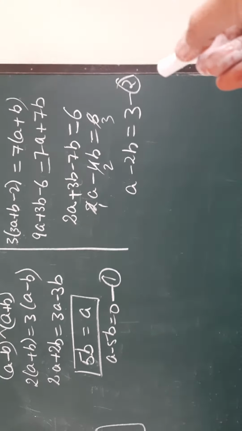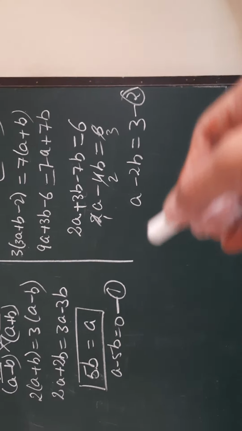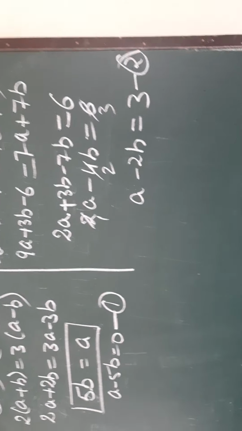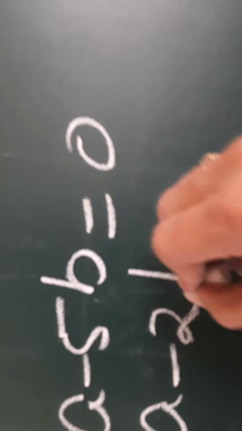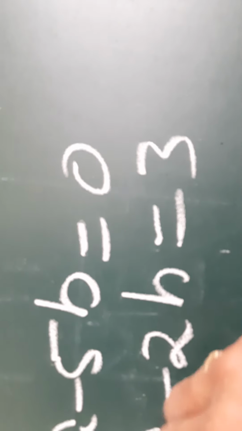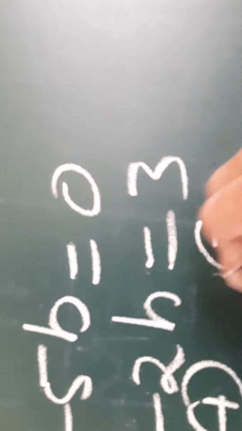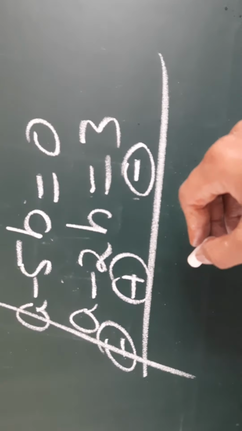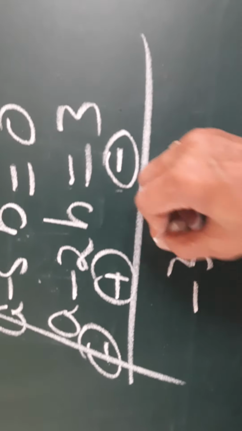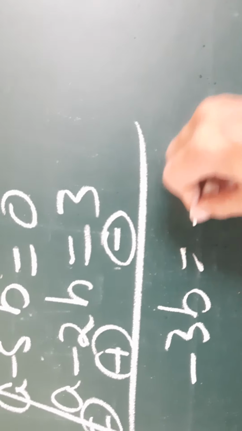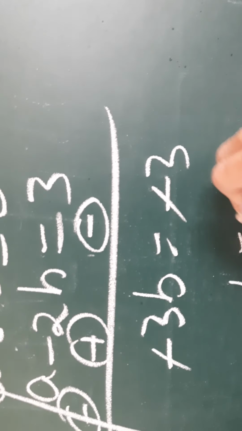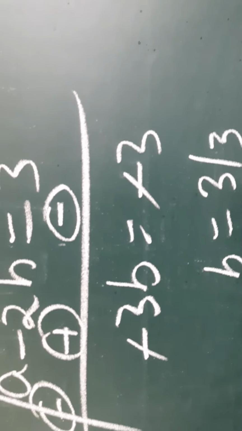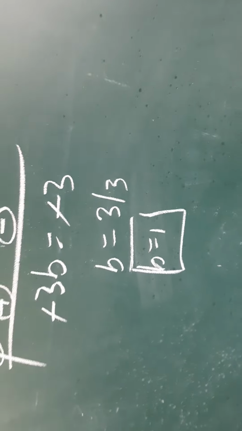First equation, second equation. Now either use elimination or substitution to solve them. So I'm going to use the elimination method. a minus 5b is equal to 0, this is first. a minus 2b is equal to 3, second. The first coefficient is already the same, so I'm using elimination. So minus 5b plus 2b, it will become minus 3b. 0 minus 3 is minus 3. So b is equal to 3 by 3. b is equal to 1.